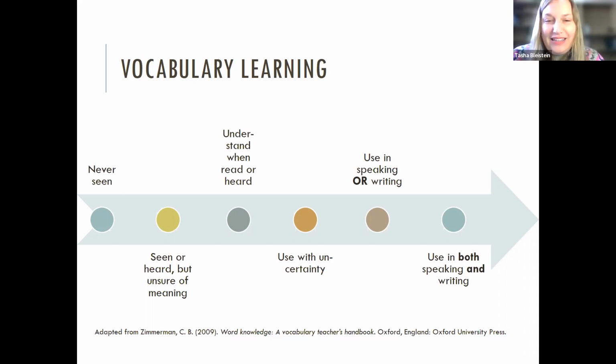The next one would be I understand when I read or I hear the word, but I can't use it yet. And this is similar in our first language. We have a lot of words that we understand when we read or hear them, but we don't actually have them in our productive vocabulary. Then there's the step of use with uncertainty.